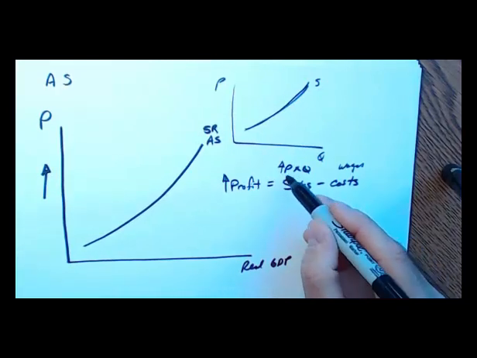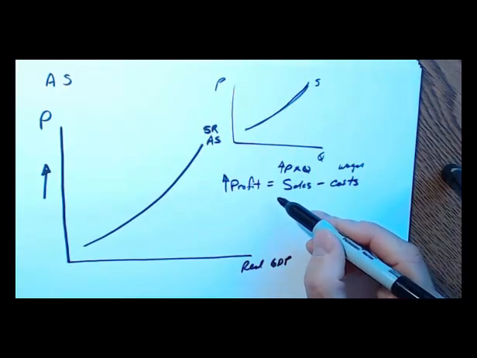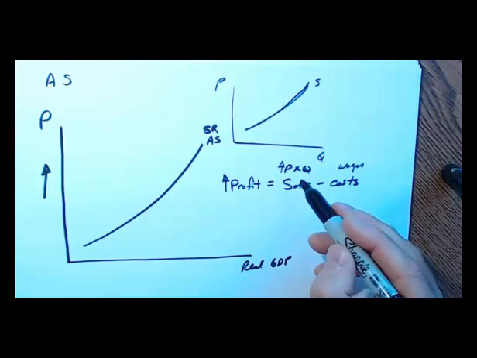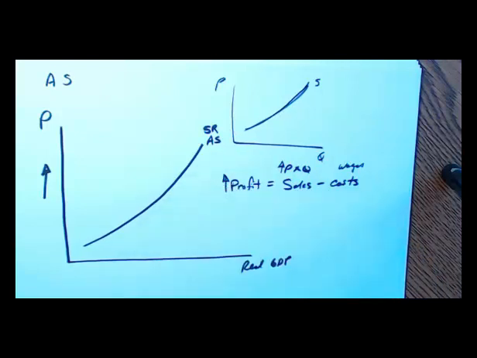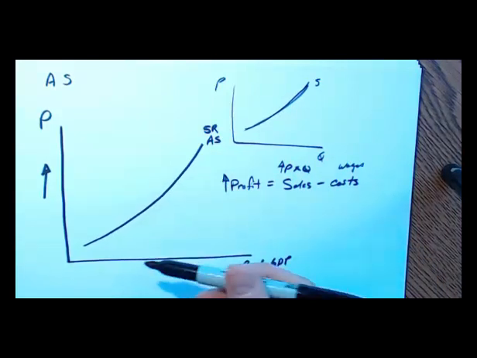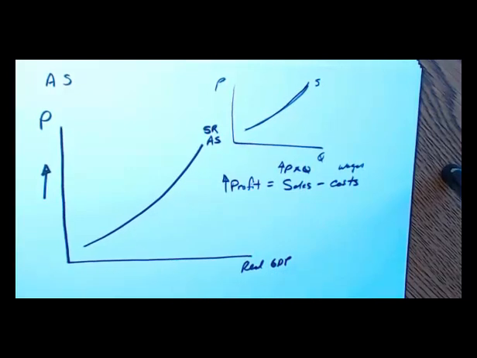So that's one reason why, when prices go down, economists are fearful, because you're going to slide down this aggregate supply curve. You're going to slide down in terms of real GDP also.